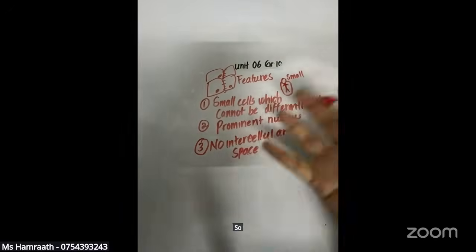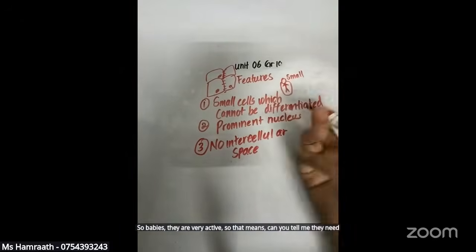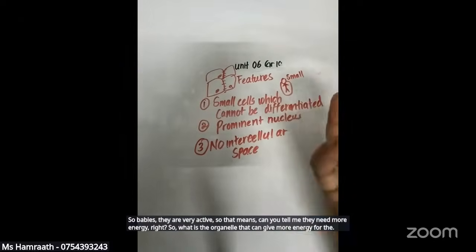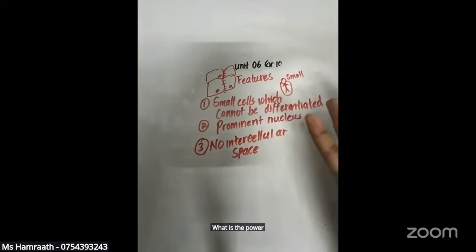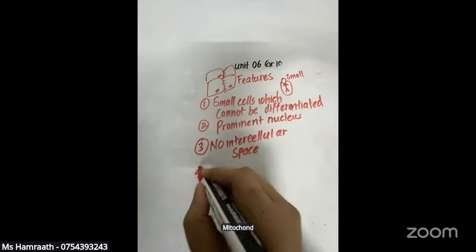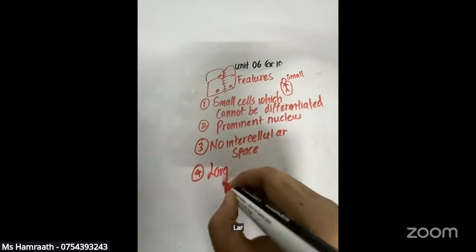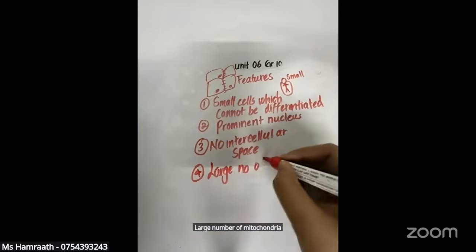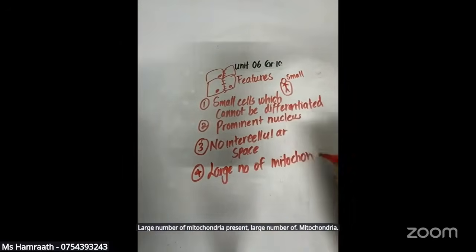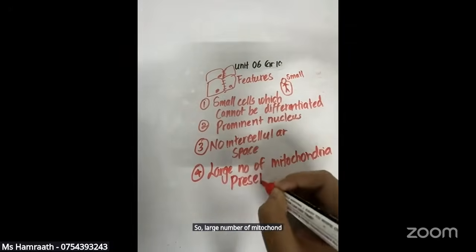So babies, they are very active. That means they need more energy, right? So what is the organelle that can give more energy for them? What is the powerhouse of the cell? Mitochondria. So we can write, large number of mitochondria present. So large number of mitochondria is present, right?